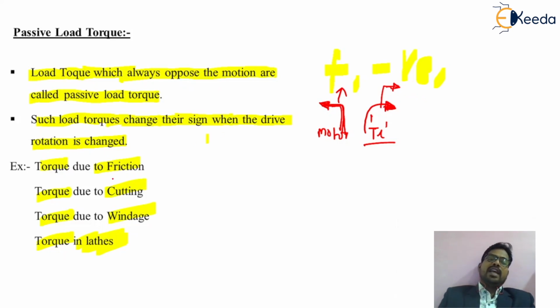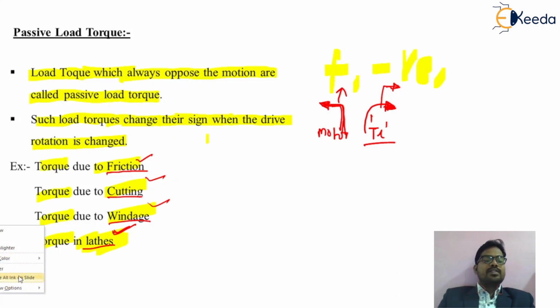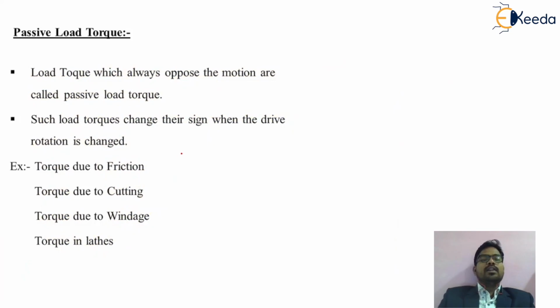The applications of such load torques are torque due to friction, torque due to cutting, torque due to windage, and torque in different lathe machines, because lathe machines use different shapers and different cutters. Such load torques are called passive load torques. So guys, in this way we have studied in detail the various classifications of the load torque.